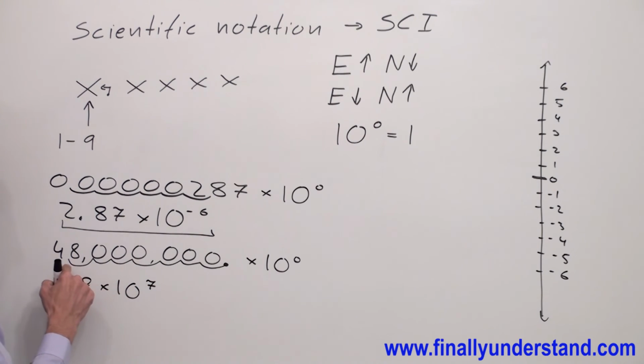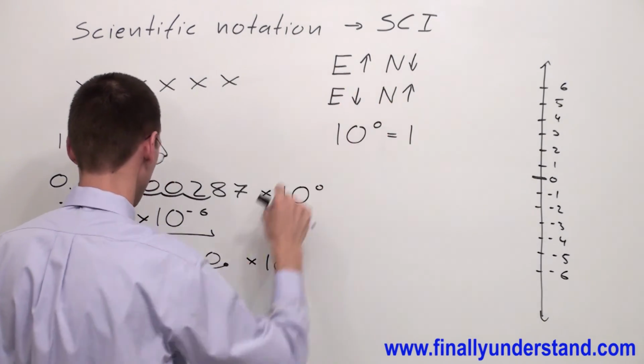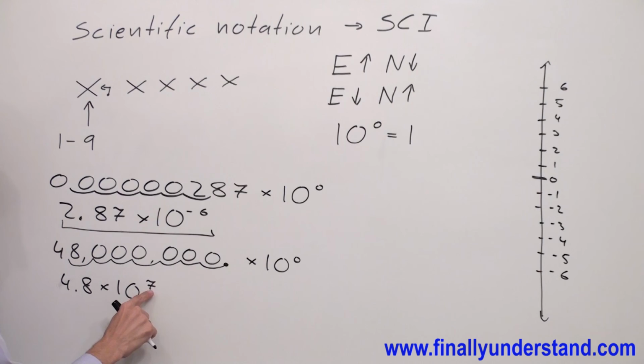Now my number got smaller. Before I had 48 millions. Right now I have 4.8. When number gets smaller, exponent has to get bigger. I moved 7 times, that's why I have 7 over here. This is the solution to my problem.